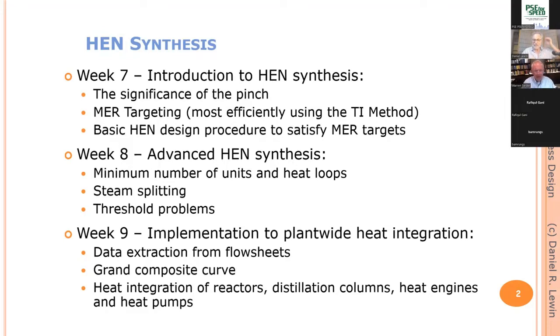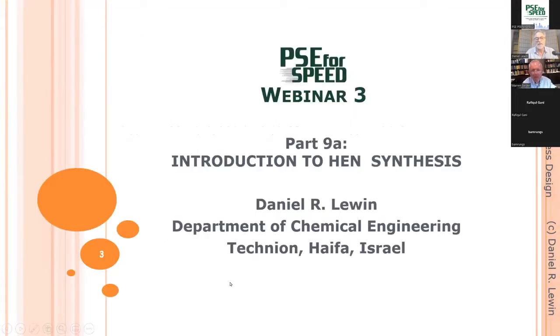And in the last of the 3 weeks, we bring everything to reality. That is, we connect to the real process. That involves teaching the students how to do data extraction from real flow sheets, mastering the usage of the grand composite curve, which enables marshalling alternative utility sources to minimize costs. And finally, rules about heat integration of reactors, distillation columns, heat engines, and heat pumps. Let's go into some more detail.